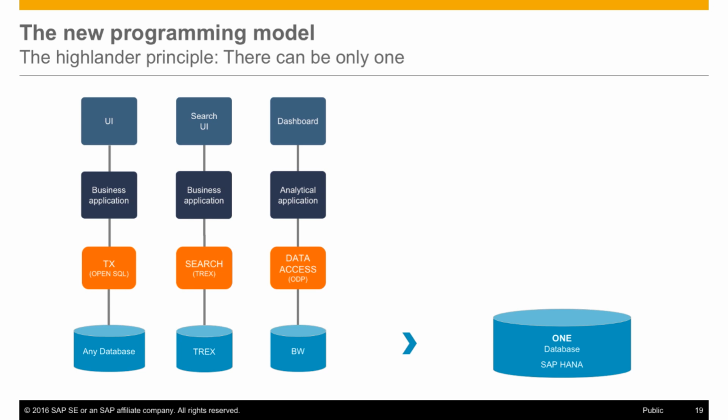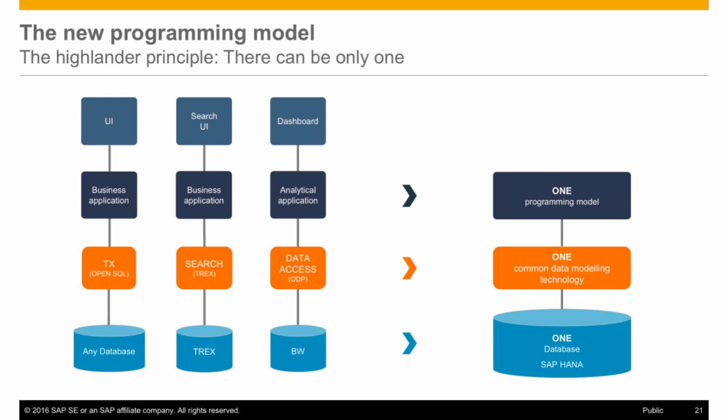Based on that, we can now introduce a single, common data modeling technology, which is the core data services, CDS. And with CDS, we have one data modeling technology where we can define models for analytical, transactional, and search requests. There's one technology in order to create the data models for that. And then on top of this single data modeling technology, we can also come up with one programming model for all of these flavors. So the bad thing is, we need a new programming model. The good thing is, we just have one.